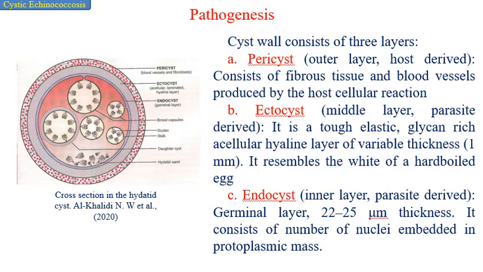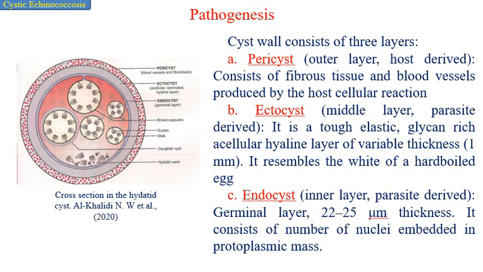Cyst wall consists of 3 layers: the pericyst, ectocyst, and the endocyst. The outer layer, host derived, consists of fibrous tissue and blood vessels produced by the host cellular reaction. Ectocyst is the middle layer, parasite derived. It is a tough, elastic, glycan-rich, acellular hyaline layer of variable thickness, also measuring about 1 millimeter. It resembles the white of a hard-boiled egg.